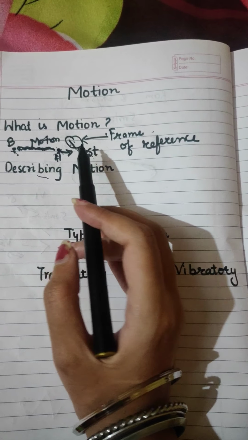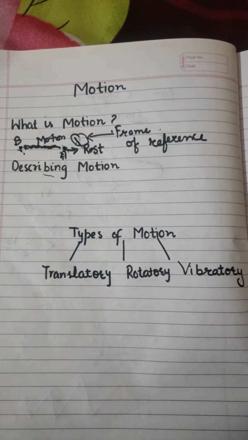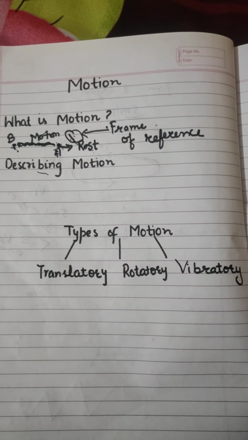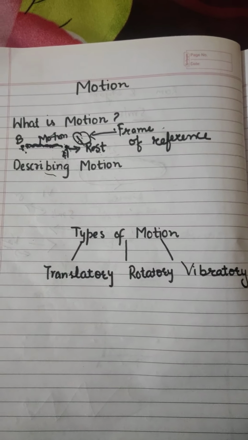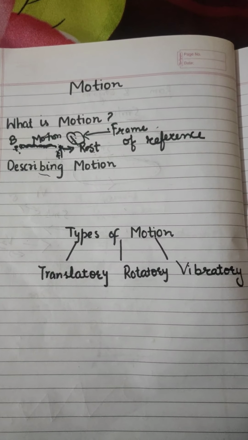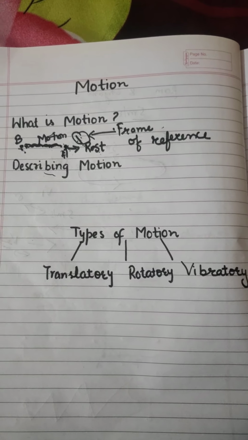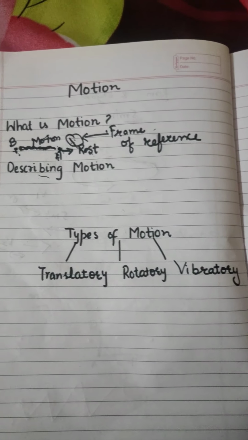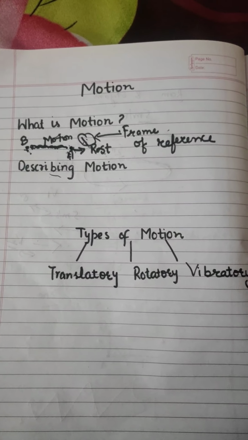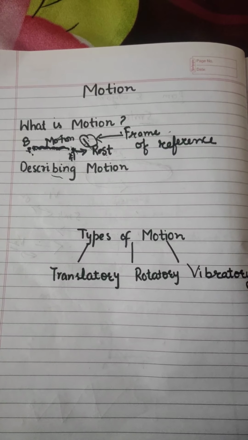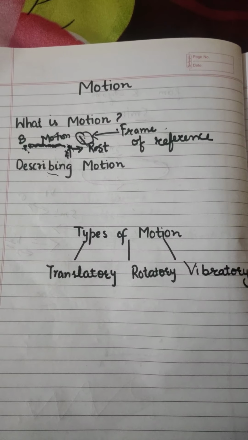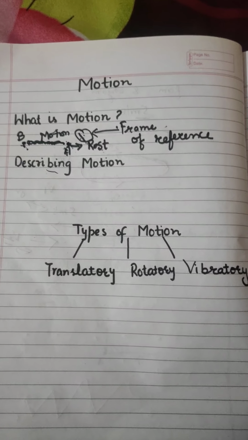So whenever we need to describe motion, or whenever we need to see whether some kind of motion has occurred or not, we need to have a frame of reference with respect to which we try to see if some movement has occurred. We will try to understand this term later on as well with some more examples. Let's first discuss what are the different types of movement that a person can do.